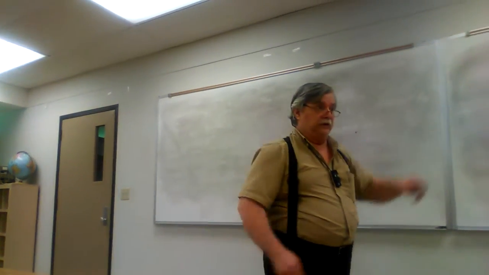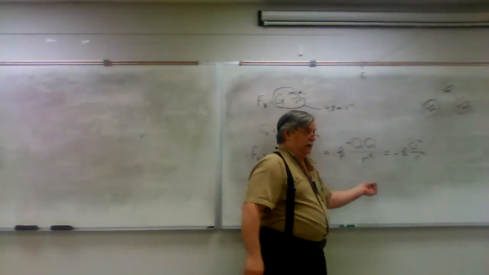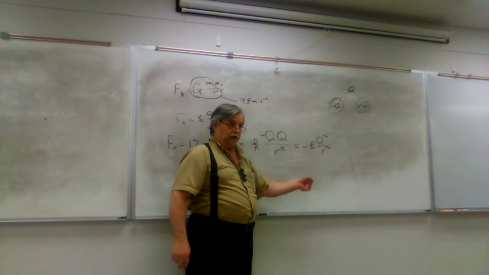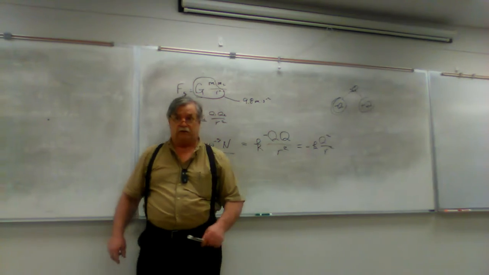But look at the question. Read it carefully. What are they asking you for? They're wanting to know how many electrons were transferred. Once you've solved for Q, that's your total charge. Divide it by the number of coulombs per electron to give you the number of electrons.